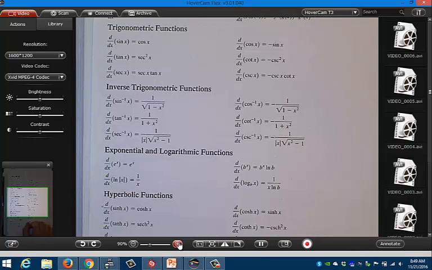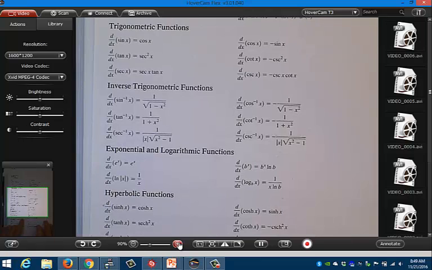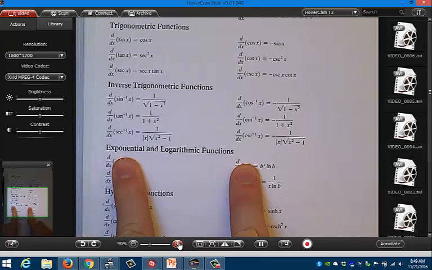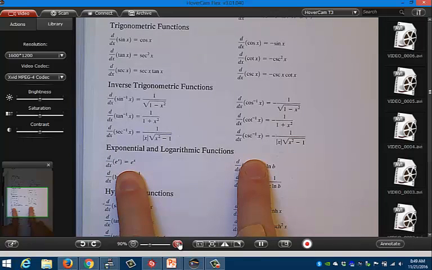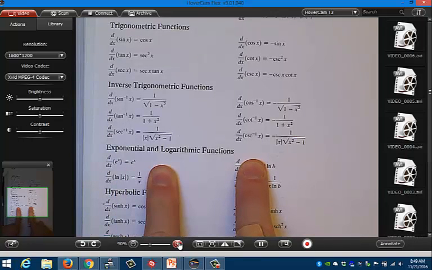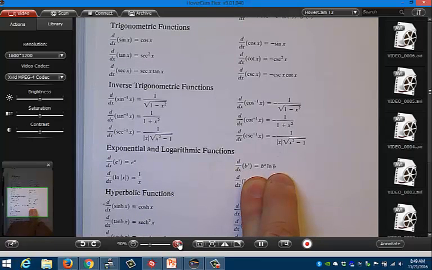Pretty cool. Oh, wait. You guys know these, too. What's the derivative of e to the x? What's the derivative of natural log of x? What's the derivative of 3 to the x? Well, it's 3 to the x times the fudge factor, which would be, there it is, natural log of 3. You guys know a lot of calculus.